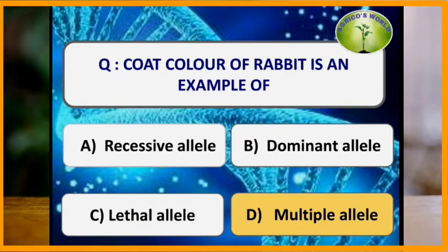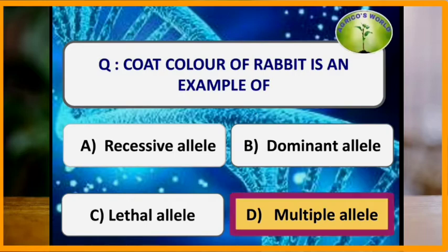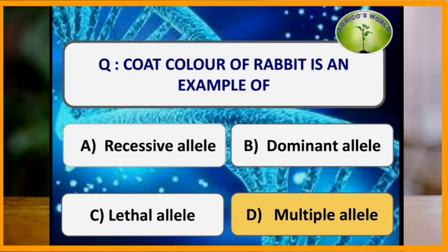Coat color of rabbit is an example of? The coat color of a rabbit is an example of multiple alleles. What is multiple allele? The occurrence of more than 2 alleles for a single gene is called a multiple allele. Usually a single gene has only 2 alleles, but if it is more than 2, then it is a multiple allele. The examples for the multiple alleles are the coat color of the rabbit, the self-incompatibility alleles in tobacco and the ABO blood group system.